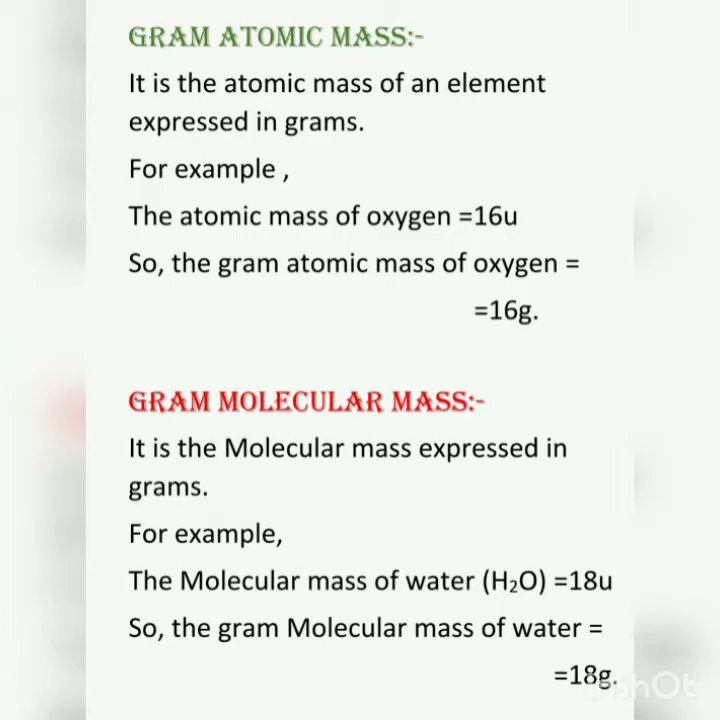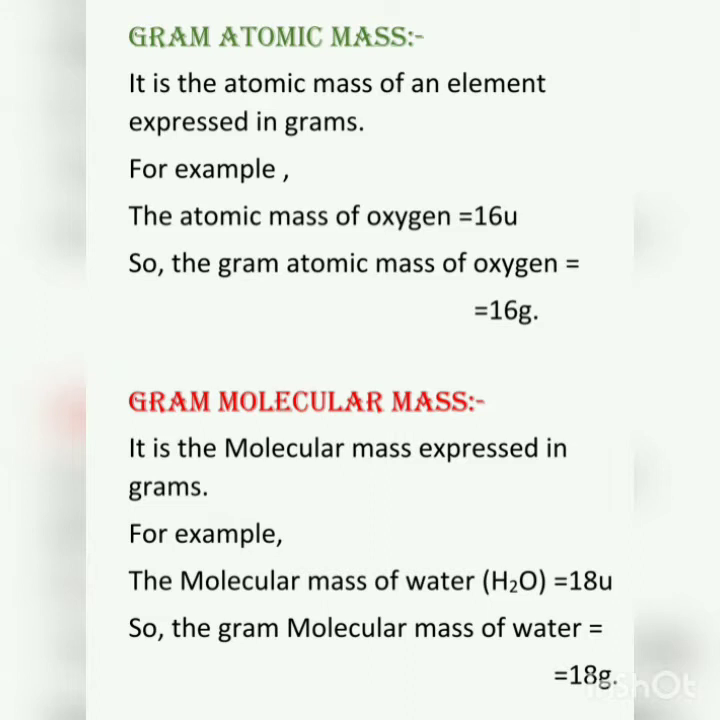But before starting with today's topic, we should know the meaning of the terms gram atomic mass and gram molecular mass. So let us discuss these two terms first. In simple language, when we express the atomic mass of any element in grams, it becomes gram atomic mass. For example, here I have given you the atomic mass of oxygen, that is 16 units. In the same way, when you express these 16 units in terms of grams, it becomes gram atomic mass, that is, the gram atomic mass of oxygen is 16 grams.